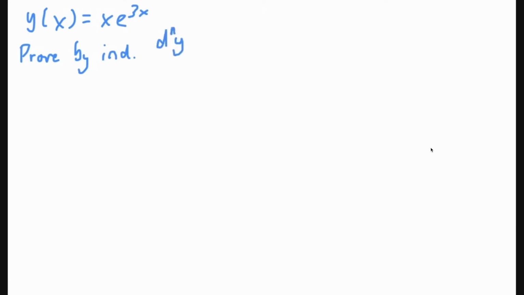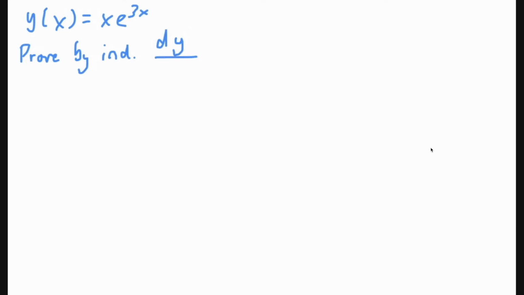All right, so this problem is taken from the 2015 IB Higher Level Mathematics Paper 1 exam, if you guys are curious, whereby they give us a function. We're going to call it y of x, and that's simply defined as x times e to the 3x. And then basically it's asking us to prove by induction the following statement. All right, so it's asking us to prove that the nth derivative, not n plus 1, it's just n.